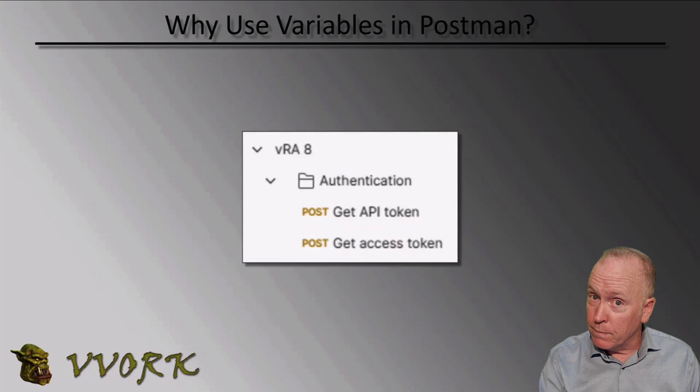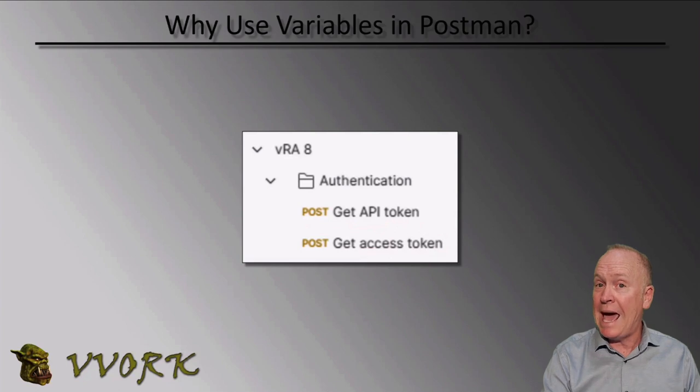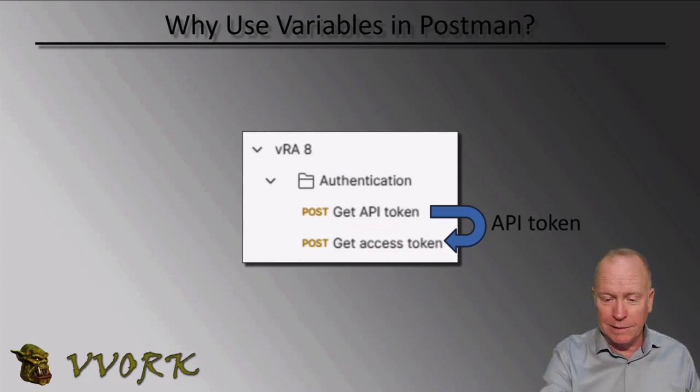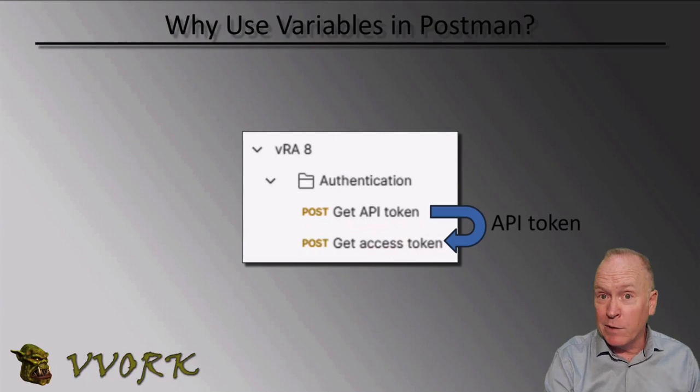And crucially, understand this. Get access token takes as input the API token that we got first. You get an API token, then you pass that API token into get access token. Make sense? Here, let me draw a picture. The API token that we get from the first request has to be passed into the second request. So how are we going to do that? Well, there's this word up here in the title, variables. We're going to do that with variables, but we're going to do it in a programmatic way. So let's take a look at how this works.